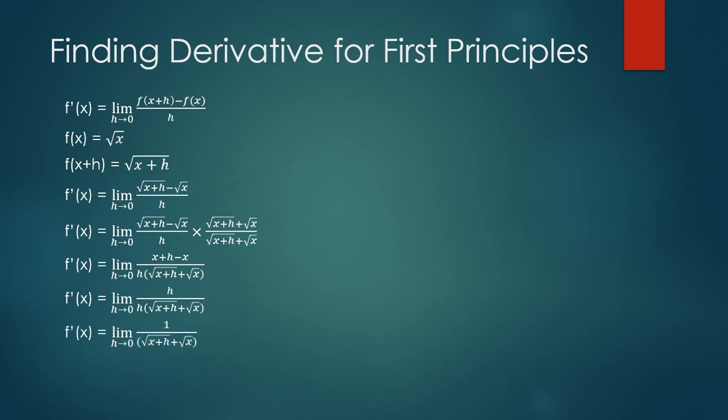That will leave us with the limit as h tends to 0 of 1 divided by the square root of x plus h plus the square root of x. Now we're able to apply the limit, so we'll have 1 divided by the square root of x plus the square root of x, so that's just 1 divided by 2 root x. So the derivative of root x is 1 divided by 2 root x. And that's it for today's video.